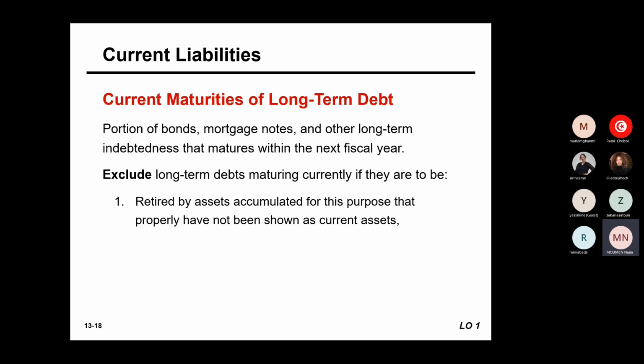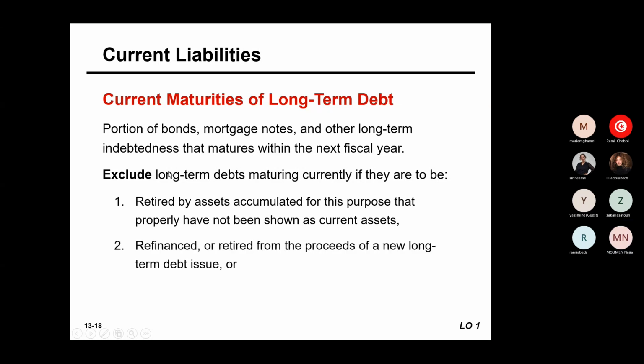But we should exclude from this current maturity issue what? Any portion of this, of course, long-term debt that will be what? Retired by assets accumulated for this purpose that probably have not been shown as current assets. So simply put here, we should exclude from these current maturities of long-term debt any portion that will be settled using long-term assets. Okay. Or refinanced or retired from the proceeds of a new long-term debt issue. So that's also the same situation. You will be maybe retiring or settling this portion with what? With this process of refinancement using a new long-term debt issue.